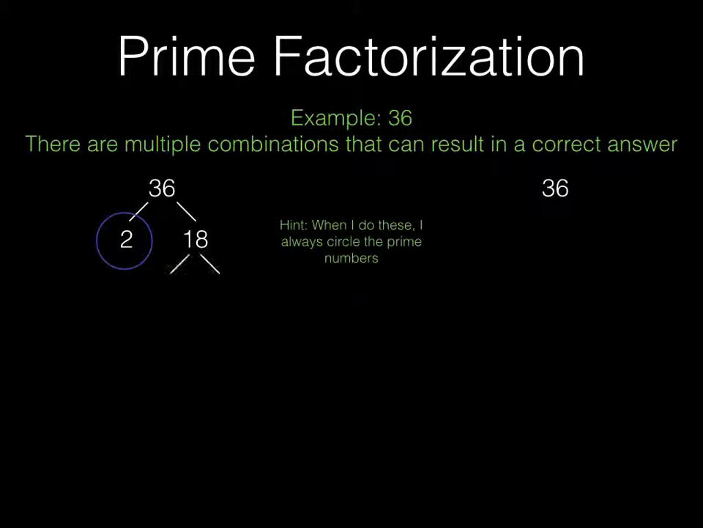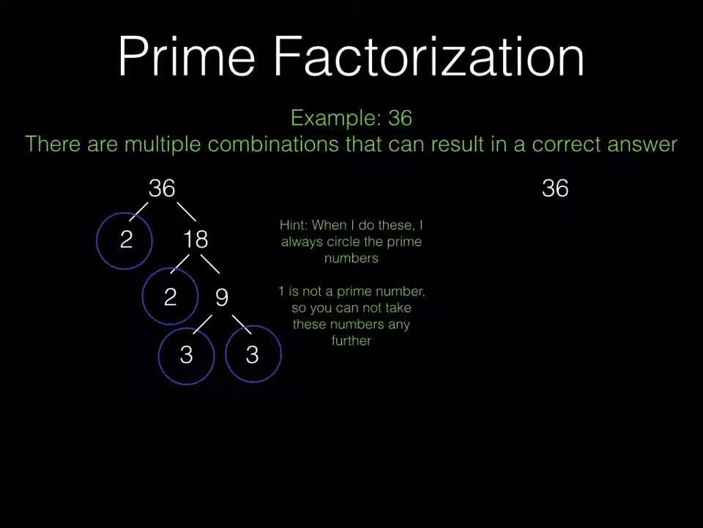18 is also an even number, so I will split that in half again. 2 and 9. Circle my 2. Now 9 is not an even number, so I have to find two different factors for 9. I chose 3 and 3. Now 3 is a prime number, so I circle both of those. And since 1 is not a prime number, I cannot simplify my 3's, or find factors of my 3's.